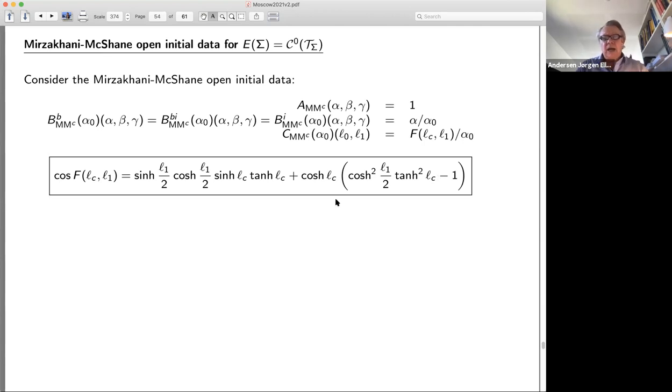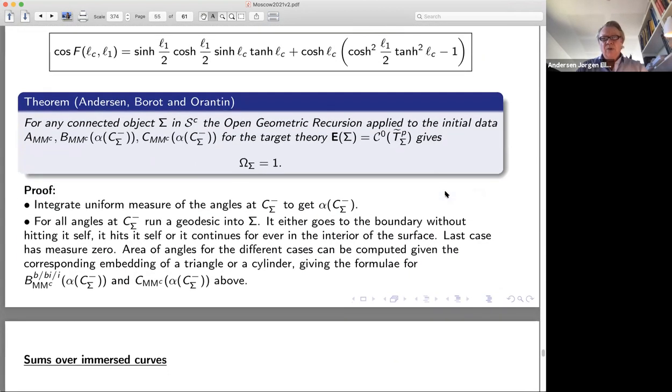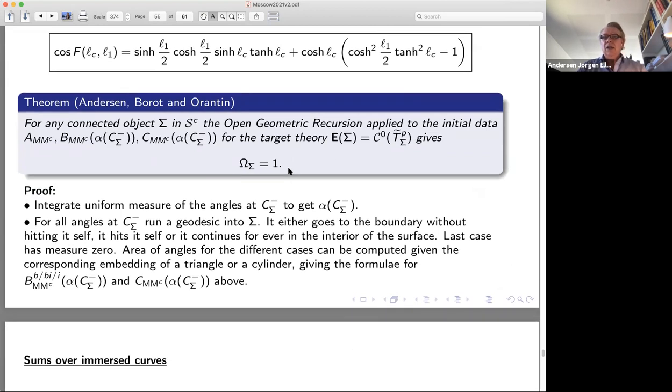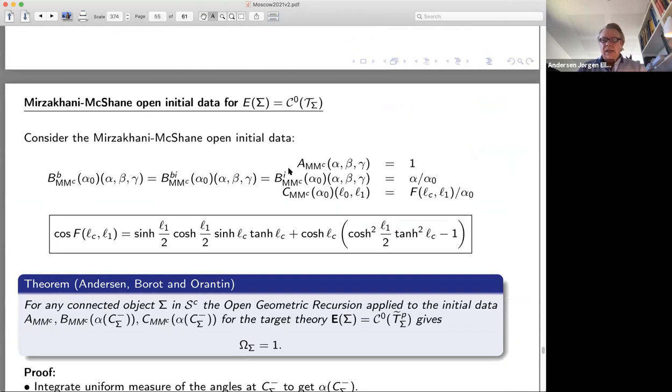There is some little hyperbolic geometry trickery that you can do. I managed to figure out precisely what the formula for this F is. It's given here. It expresses cos of F in terms of all of this, so the true F is arc cos of this whole expression. When you do this and run the geometric open recursion, you get the function 1. So this is the Mirzakhani-McShane identity for surfaces with corners. And so now we have our partition of unity that was so important in the previous material.